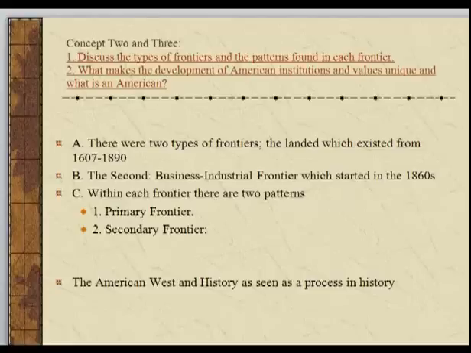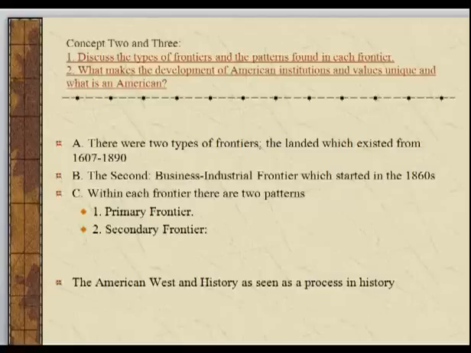The second type of frontier is the industrial frontier, which started in 1860 when the United States was first recognized as an industrial nation, and has continued until today. Examples are John D. Rockefeller and the oil refinery industry, Andrew Carnegie with steel, Steve Jobs with computers, Mark Zuckerberg with social media. So those are just some examples of the industrial business frontier.